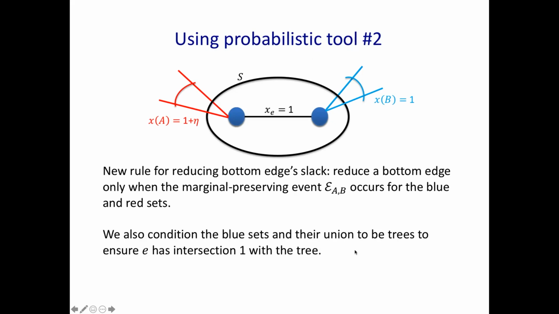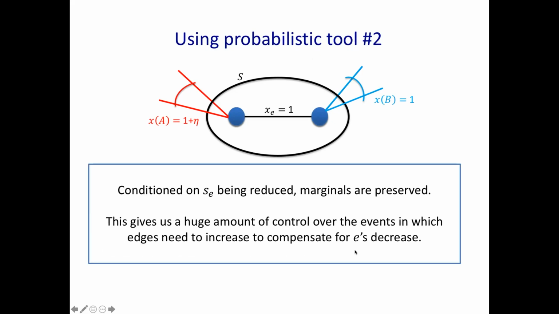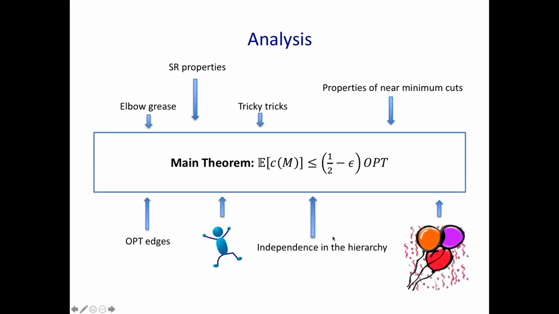And as you can see, from the structure of these inductive arguments, we're going to need to talk about the probability that another cut lower in the hierarchy is even conditioned on a bottom edge being reduced. But if we know that marginals are preserved, at least approximately, this allows us to say much stronger things about this. And it gives us a huge amount of control over the probability that a cut lower in the hierarchy is even conditioned on a bottom edge being reduced. So that's all I can really say about that. And basically with these ideas and some elbow grease, we get a small improvement over Pistophitis.